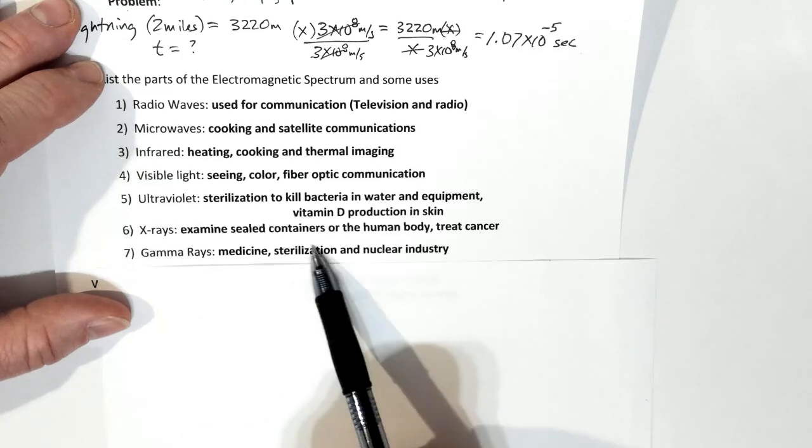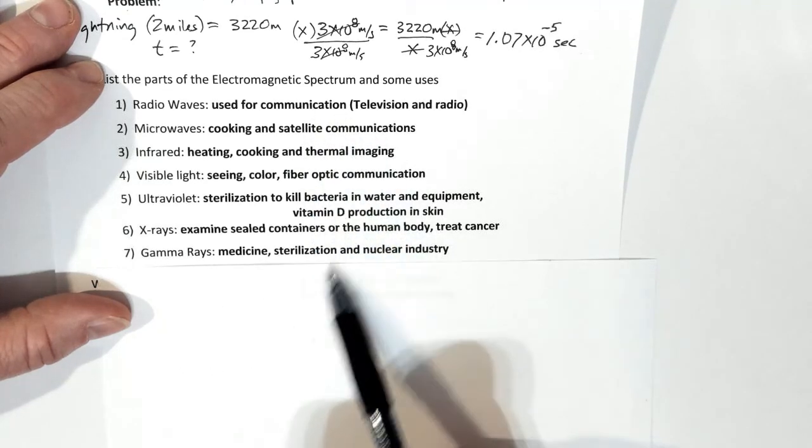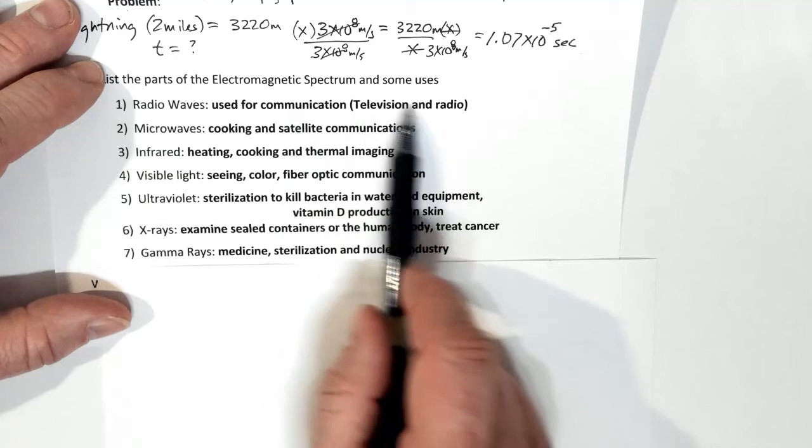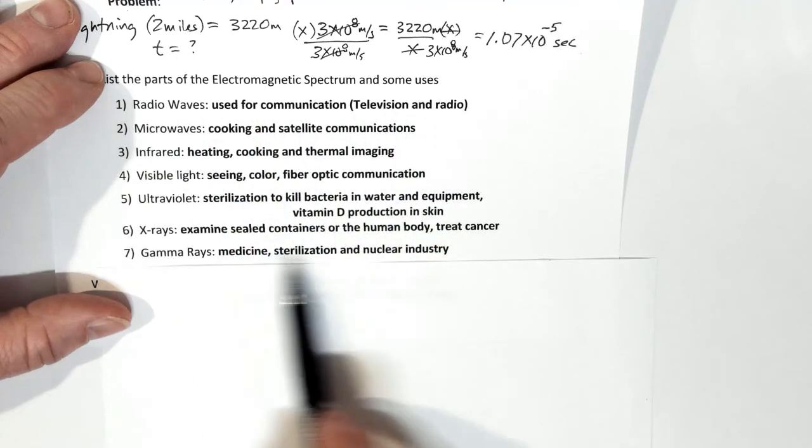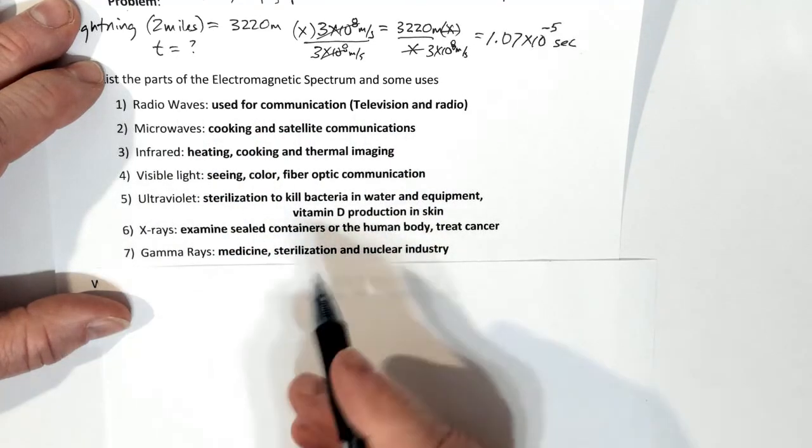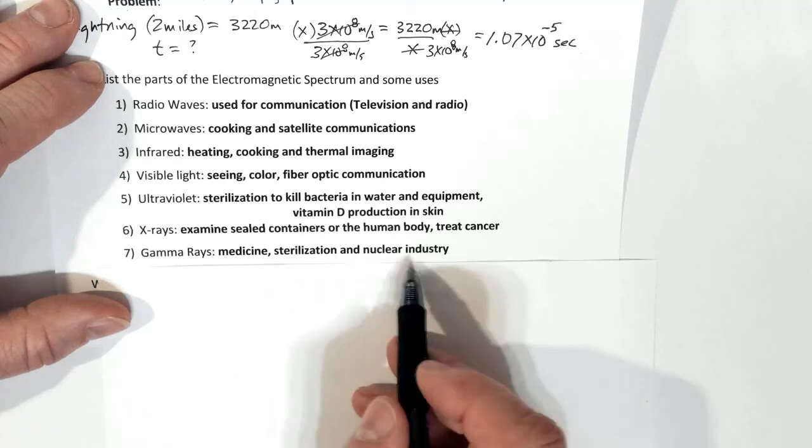These categories have different uses. The lower energy is more safe to be around humans. The higher ones we try to make sure are not exposing people, because that can cause trouble.